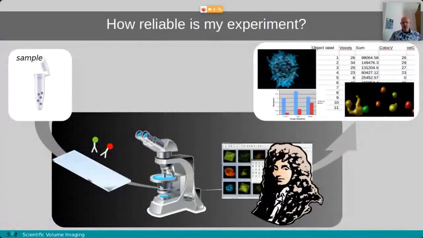So I think every user, every microscopist asks the question: how reliable is my experiment? I have my sample, I put that sample under my microscope, and at the end, maybe with some use of software, I get some numbers out or some nice pictures. So how am I sure that this is giving me the real representation of the object? Well, it's important, also mentioned in the previous talk, that you are aware of the problems that happen during a microscope acquisition.